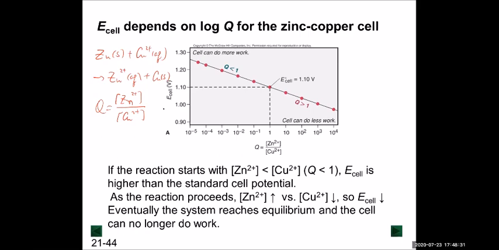As the reaction progresses, the actual cell potential, which is the Y, decreases as the natural log of the quotient increases. And so that's the cell potential. The cell potential will eventually become 0. That is when the quotient equals K. When the quotient equals K, the actual cell potential equals 0.